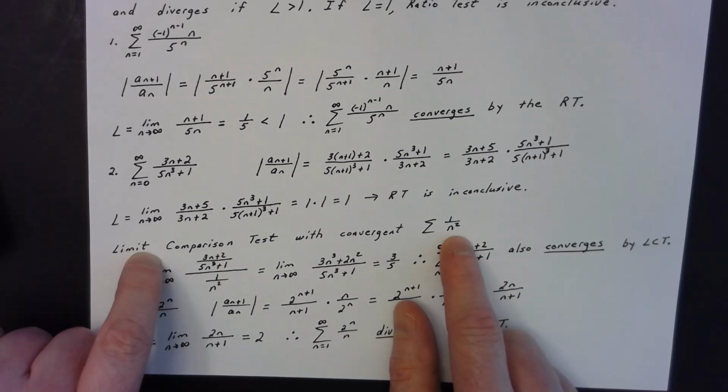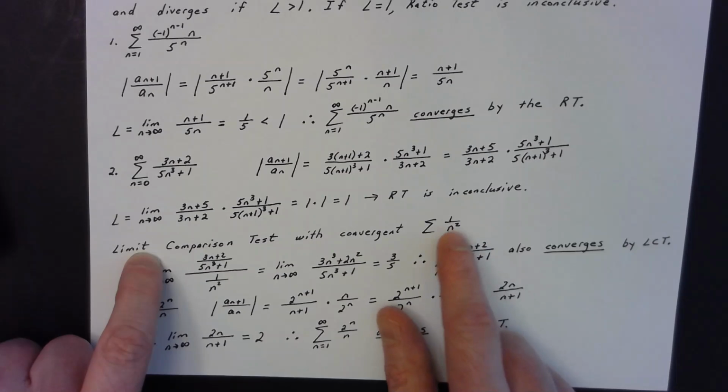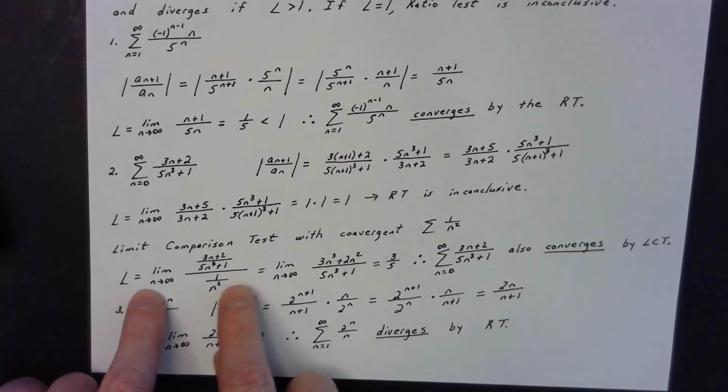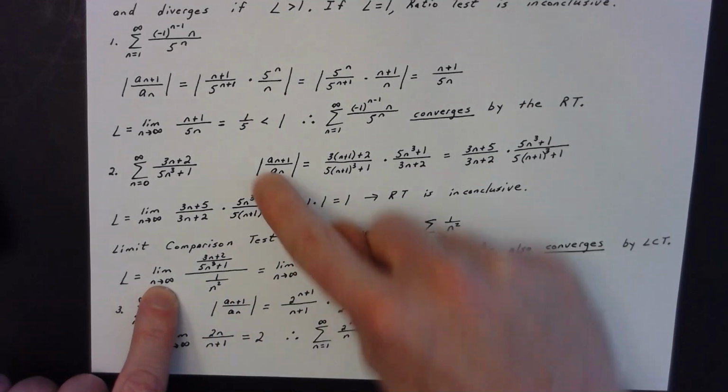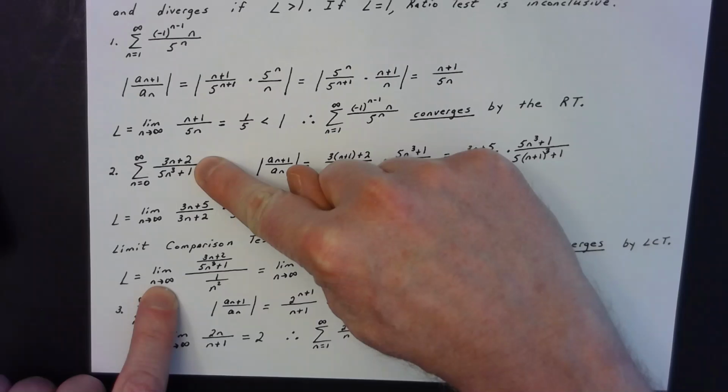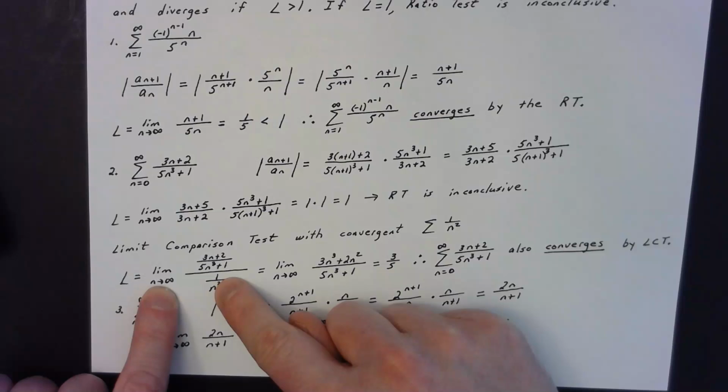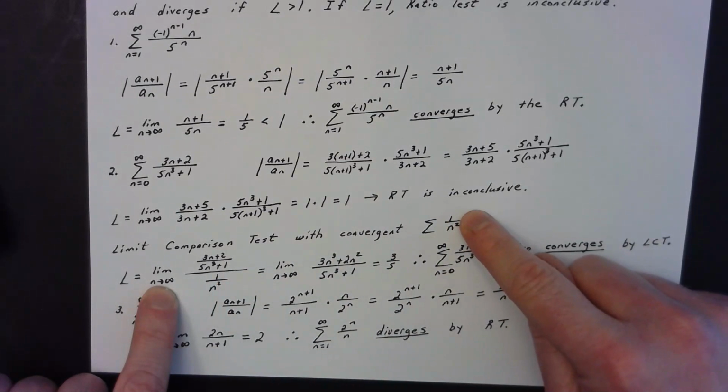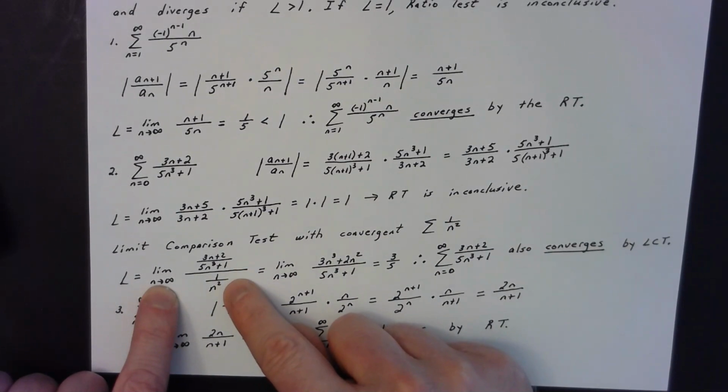And remember, 1 over n squared converges because p is equal to 2. And anytime p is greater than 1, it's going to be a convergent p series. So I can say, okay, now, using the limit comparison test, I need to take the limit as n approaches infinity of the general term of the series I don't know something about, which is right here, divided by the general term of the series I do know something about, the 1 over n squared.